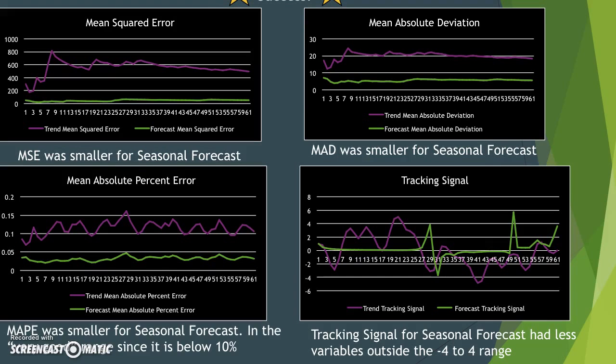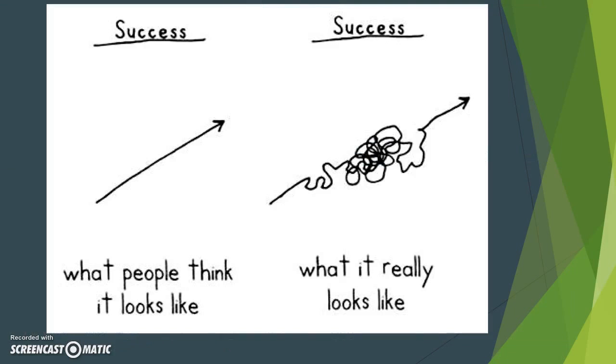So looking at the graphs and the errors, so the mean squared error, mean absolute deviation, mean absolute percent error, and tracking signal were all lower for the forecast data. The mean absolute percent error was in the very good range. It was below 10%, which is awesome. And the tracking signal, there was only one value outside of the -4 to 4 range. Get a little bit more on that in a second.